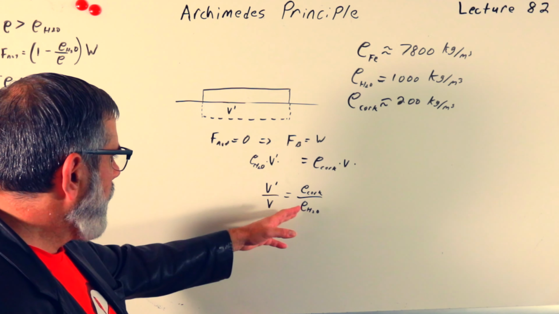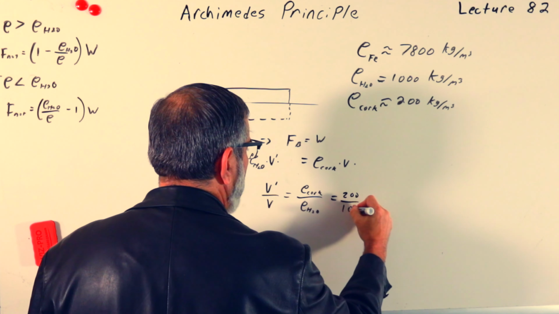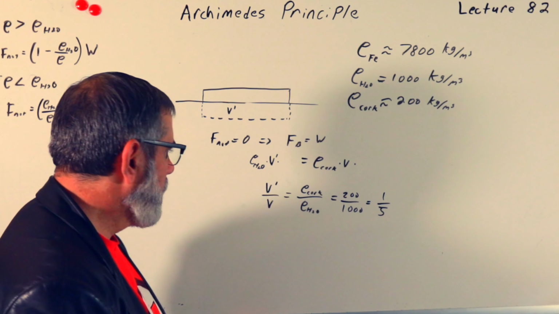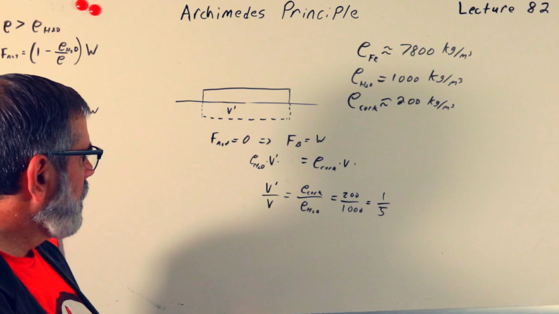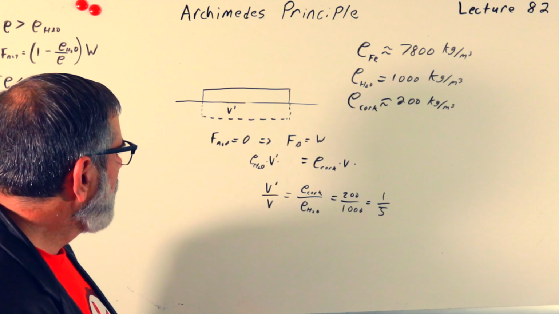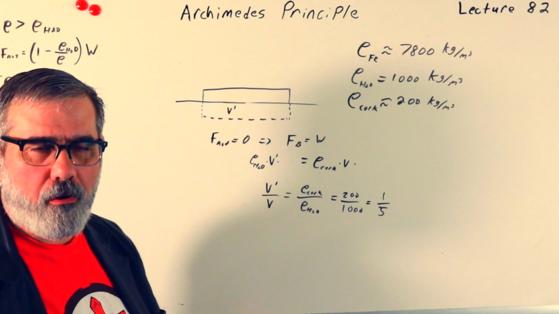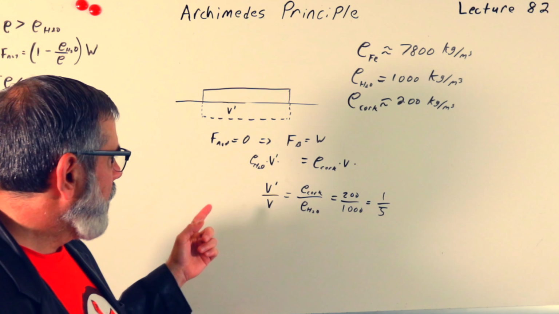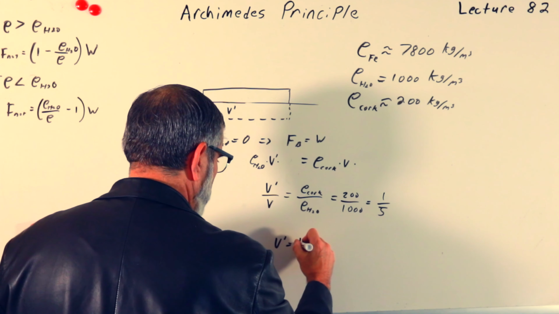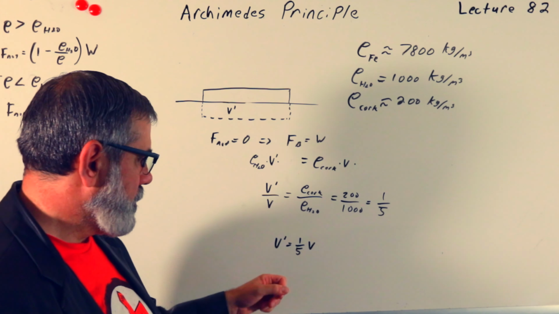Okay, so what do we get for these numbers here? This means that cork is 200 over 1,000, which is water. That's 1 over 5. What does that mean? That means that in the case of a cork, which is not very dense at all, most of the volume is above the water. And if you've ever dropped a cork in the water, you kind of observe that. Only 1/5 of the volume is beneath the surface. You can solve this to say that V prime is equal to 1/5 of V, the volume. So whatever the volume of the cork is, 1/5 of it is below the water line.